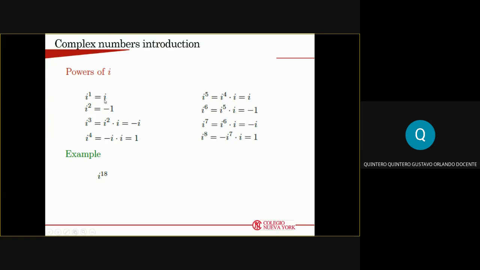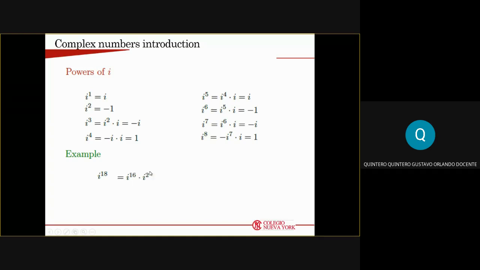Now remember, these values are always going to repeat. So we have i, negative 1, negative i, 1. i, negative 1, negative i, 1. If you were to continue this, you will have again i, negative 1, negative i, 1. So there is a pattern, right? And you can continue that pattern all the way up to i to the 18. But there is an easier way.